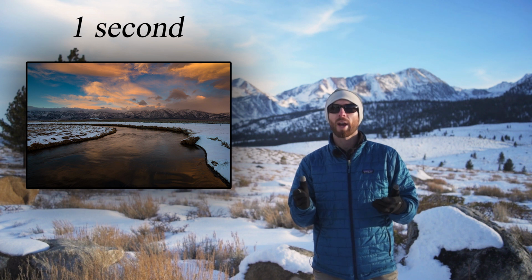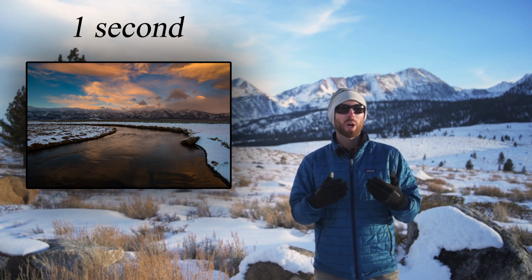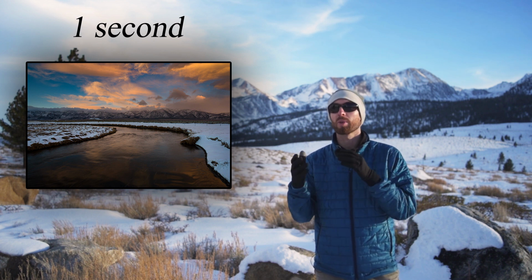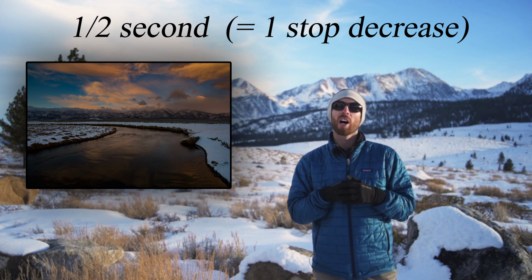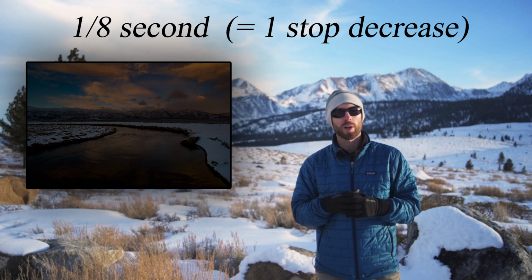Let's go back to the original shutter speed of 1 second. Say the photo was too bright and we wanted to reduce the exposure by 1 stop. Well, then we'd want to let half as much light into the camera, so we'd cut our shutter speed in half from 1 second to half a second. Another stop down would be 1/4 second, then 1/8 of a second, and so on.